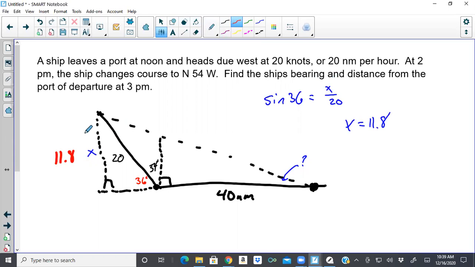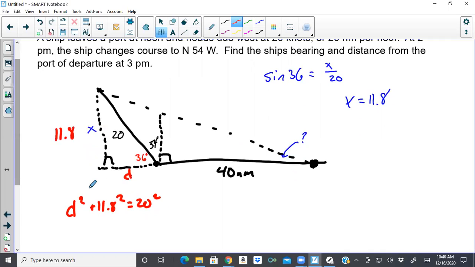The other thing I can do is figure out how big this side length is down here, using the same kind of idea, or I could use the Pythagorean theorem. It doesn't really matter; there are a lot of different ways. If I figure out this length down here, then I have figured out this whole side length. Using only this triangle, we'll call this D. So D squared plus 11.8 squared equals 20 squared.